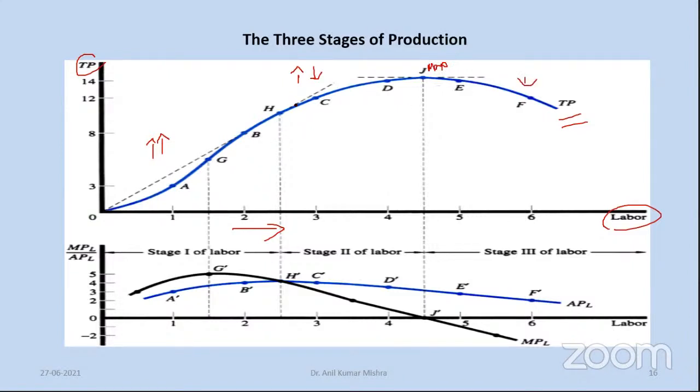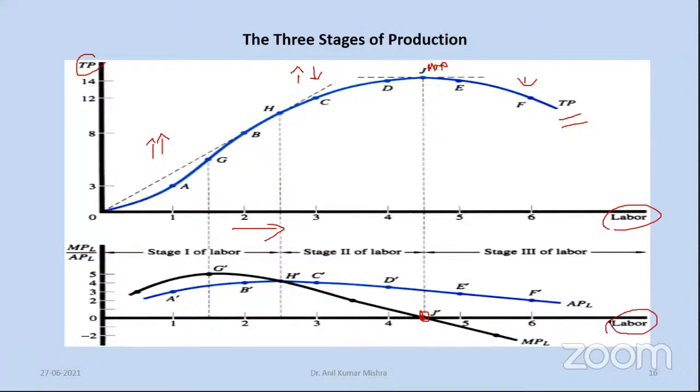So the slope of the total product is represented as the marginal product. When total increases at an increasing rate, marginal, this black line, is the marginal product. This marginal increases. When total increases at a diminishing rate, marginal falls. When total is maximum, marginal becomes zero, right? Corresponding to this it is zero. When total falls, marginal becomes negative.